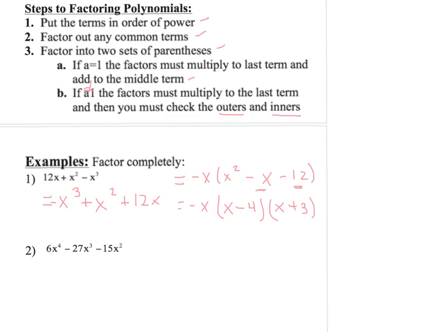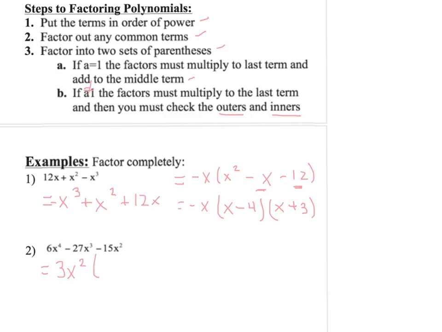Next one. My powers are already in order. So I want to see if there's anything I could take out of 6x to the 4th, 27x to the 3rd. So I want to figure out what I can factor out of 6, 27, and 15. I know 3 goes into 6. So I take out a 3. And I could take out 2 x's. So I could take out x squared.